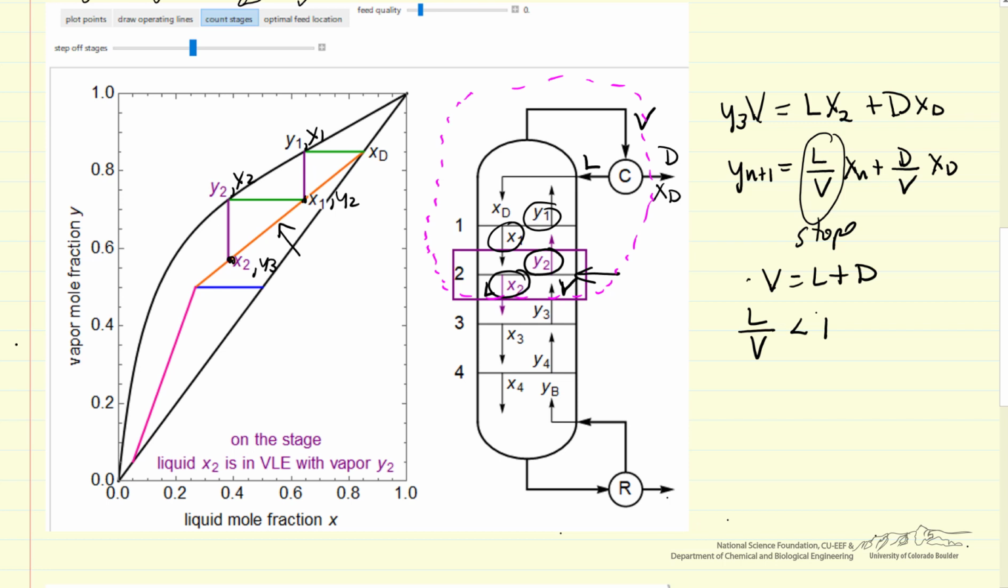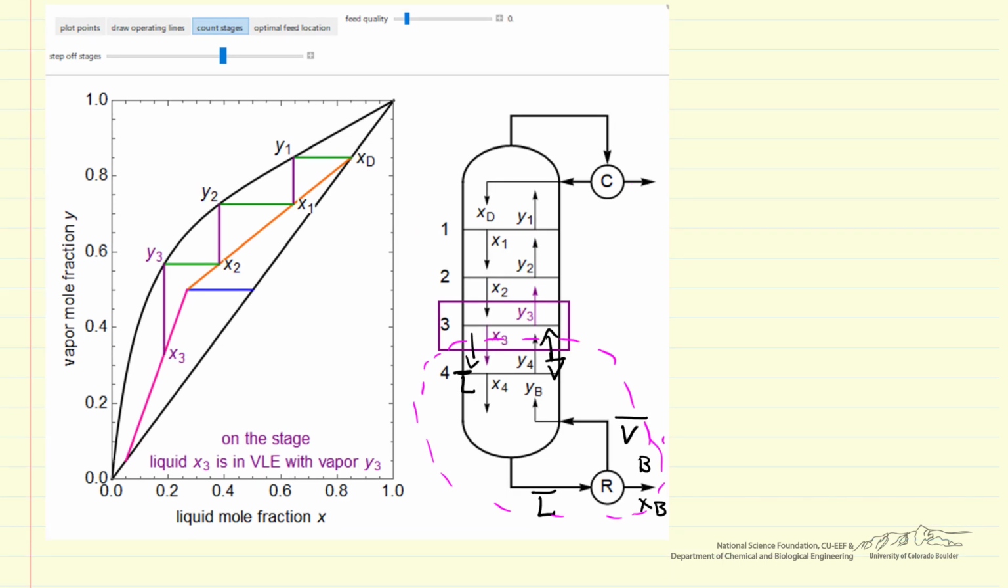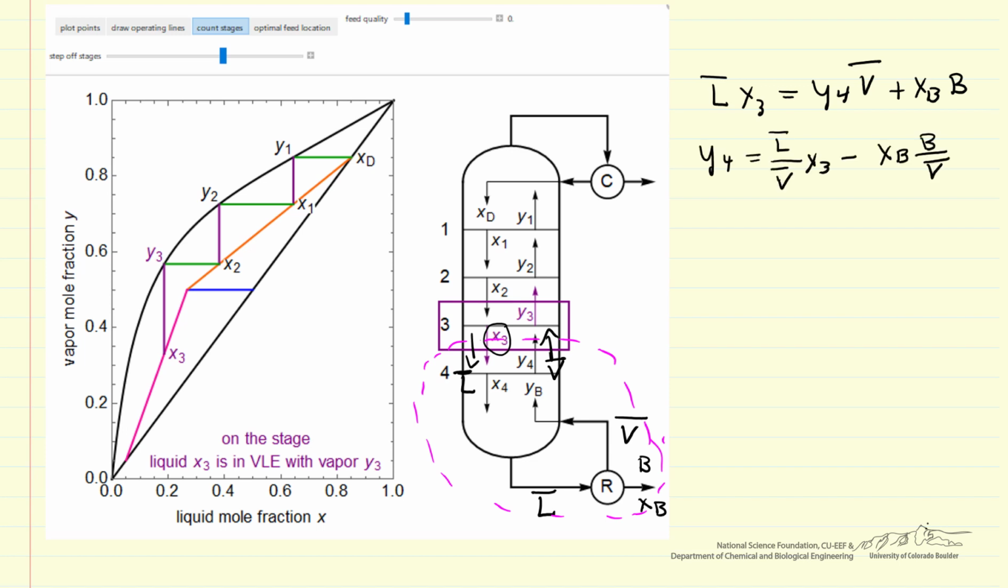Let's look at one more snapshot. Now I'm doing a balance in the lower part of the column. Again, a balance around this purple area: what's coming into the system, as defined by that purple dashed line, should equal what's leaving for our more volatile component. So entering is X3 times L with a line over it, and what's leaving is Y4 times the vapor flow rate, and then XB times the bottoms flow rate. Let me rearrange this. So this is a mass balance. Of course, I can generalize it for more stages.